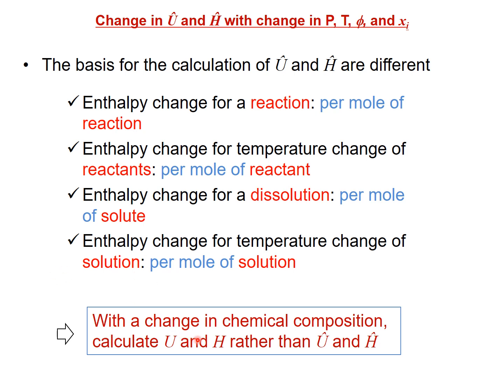So, with a change in chemical composition, to calculate the internal energy and enthalpy, non-normalized values of internal energy and enthalpy should be used rather than specific enthalpy and specific internal energy. The unit of specific energy term is kilojoule per mole, right? However, U and H are just kilojoule, something like that. So when you are trying to calculate something, it is better to use non-specific energy terms instead of specific energy terms.